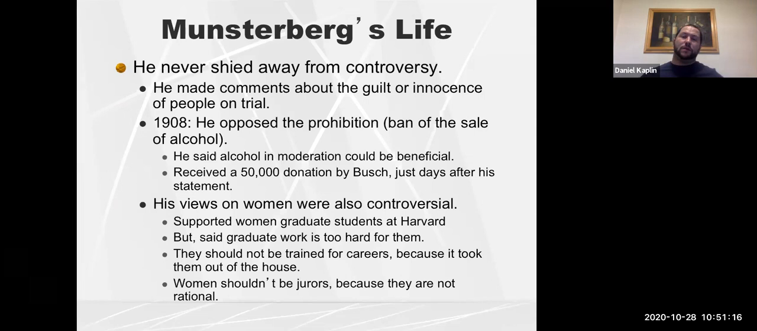So let's look at some of the things that might have tweaked people. So he frequently made comments about individuals' guilt or innocence when they were on trial. Even if he was not a juror, he would write about it in a public sphere. He opposed prohibition, right? So when people were trying to ban alcohol, he opposed prohibition, and he wrote that alcohol in moderation could be beneficial. Now, there's one problem. Slightly after he made that statement, just a few days later, he received a $50,000 donation. I'm not sure if that was pay for play, but nevertheless, the optics are very bad, assuming maybe he made that claim for that money.